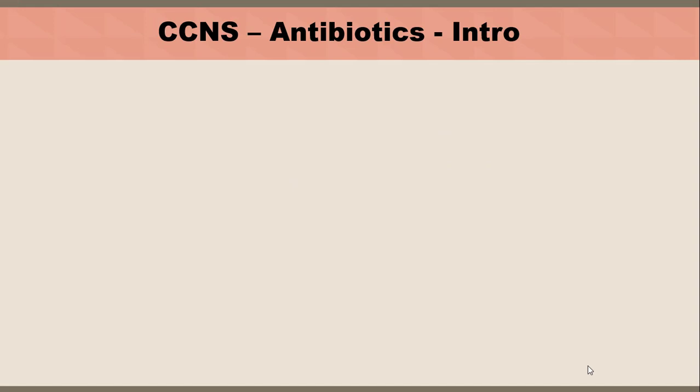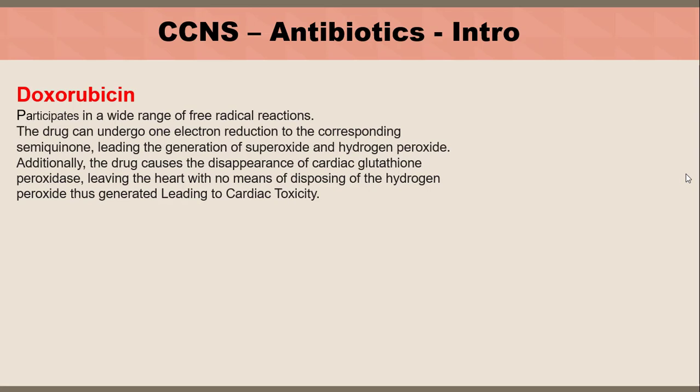In the next 5 slides, we're going to learn extraordinary information about the third anticancer antibiotic, doxorubicin. Doxorubicin participates in a wide range of free radical reactions. The drug can undergo one electron reduction to the corresponding semiquinone, leading to the generation of superoxide and hydrogen peroxide. Additionally, the drug causes the disappearance of cardiac glutathione peroxidase, leaving the heart with no means of disposing of the hydrogen peroxide thus generated, leading to cardiac toxicity.